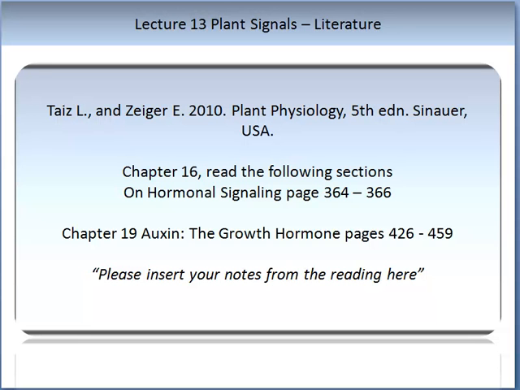It is very important that you read the associated literature with this topic. Please read the Taiz and Zeiger Plant Physiology 5th edition, Chapter 16, the section on hormone signalling, pages 364 to 366, and the entire Chapter 19, Auxin, the growth hormone, pages 426 to 459. Please make relevant notes and insert your reading at this stage of the lecture.